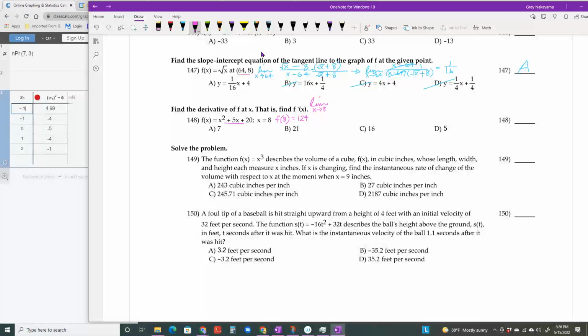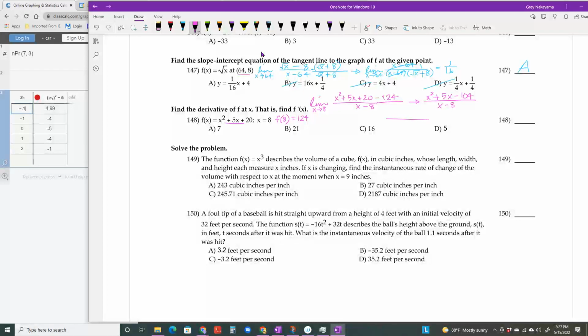So doing the same thing we've been doing, that is the limit as x approaches 8 of f of x, which is x squared plus 5x plus 20, minus f of c, 124, all over x minus c. Okay, so this simplifies to x squared plus 5x minus 104, all over x minus 8. Okay, and I told you it was contrived.